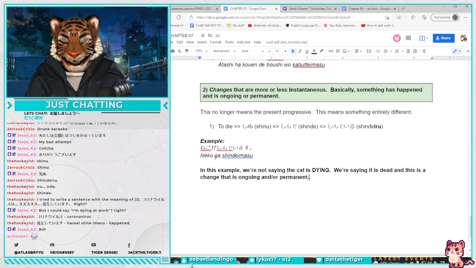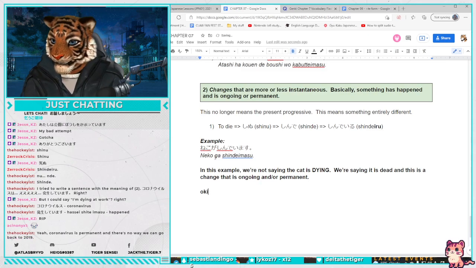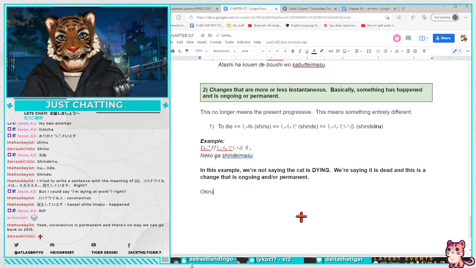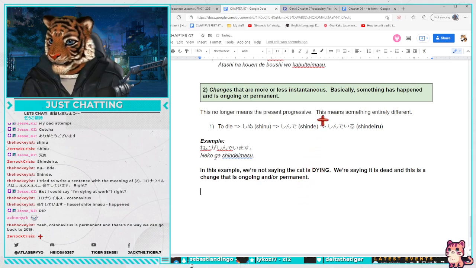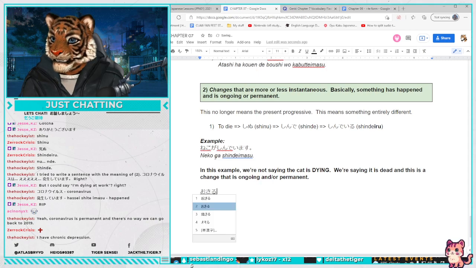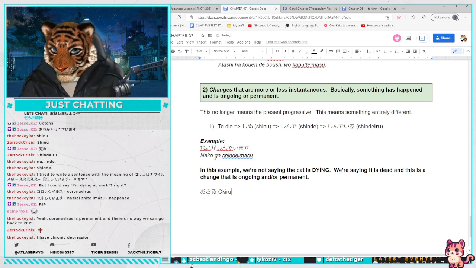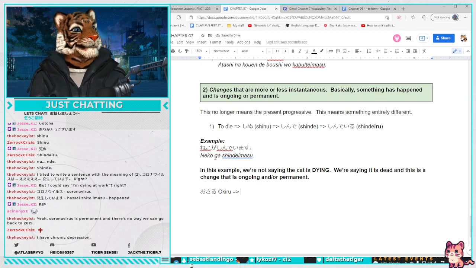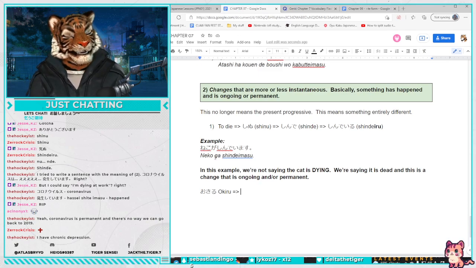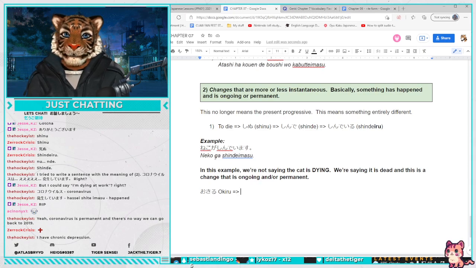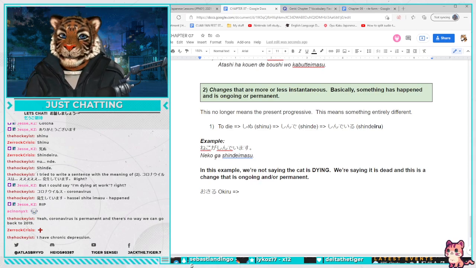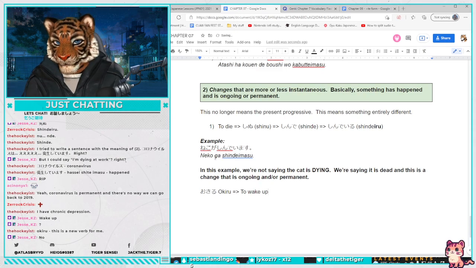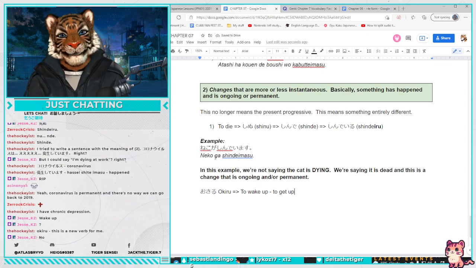It's kind of like how, let me try this one. Let's see. Okiru. Why is it bolded? I do not want these bolded. Okiru. Who remembers? What is Okiru? I don't think we learned the kanji to this one. What is Okiru? First of all, what does it mean? Okiru. This is one of the first verbs we learned. It means to wake up, to get up.